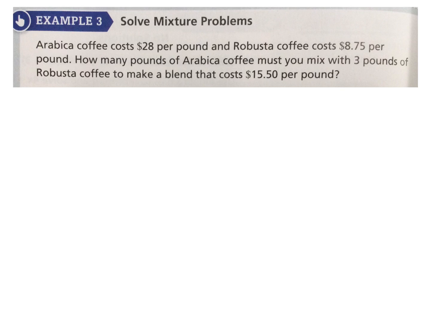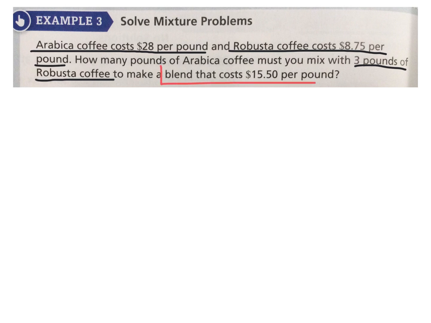In this one, again, you're going to write bullet points for this example too. I see Arabica coffee costs $28 per pound. Robusta coffee costs $8.75 per pound. And the question says, how many pounds of coffee must you mix with 3 pounds of Robusta, so that's another piece of given information. We need 3 pounds of Robusta coffee. We want to make a blend that costs $15.50 per pound. You should have those 4 bullet points listed. Pause the video if you haven't already to do that.